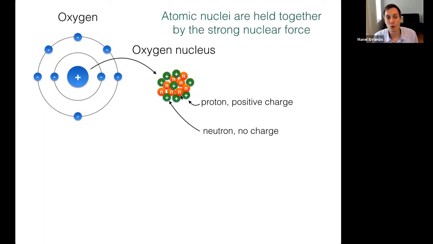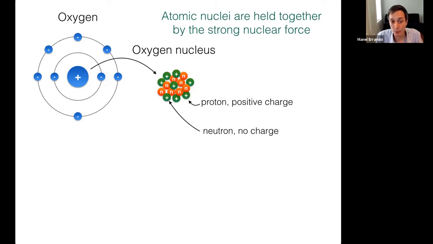And this force is what we call the strong nuclear force. The strong nuclear force is stronger than electromagnetism, because all these protons would want to fly away from each other if it was only because of the electrostatic force. But when they are close together, they feel the strong nuclear force, and that's what's keeping these atomic nuclei together.